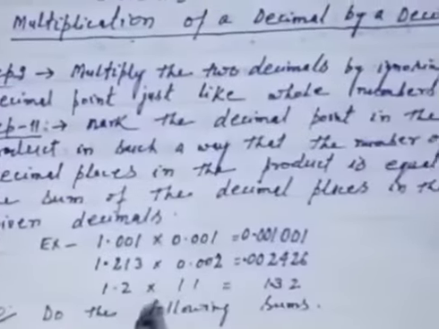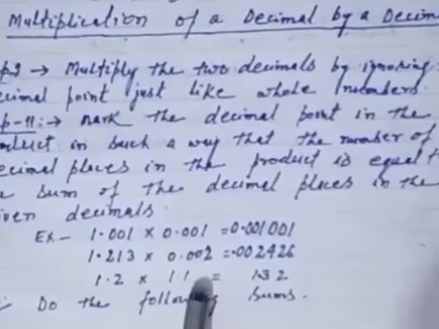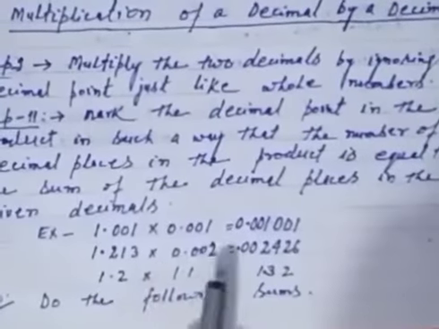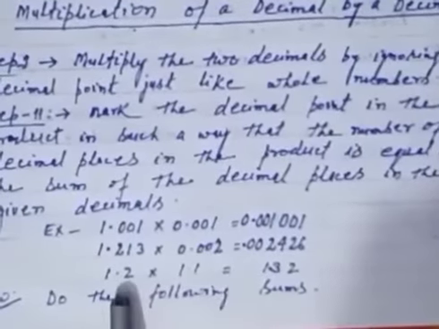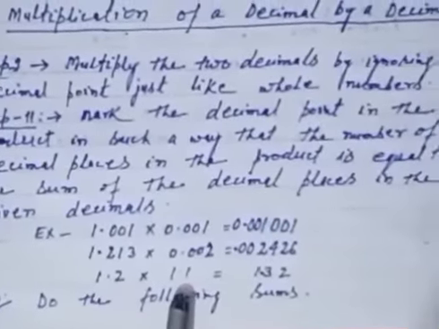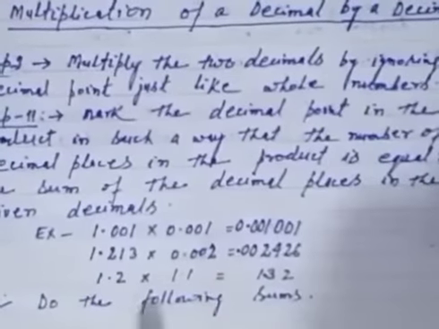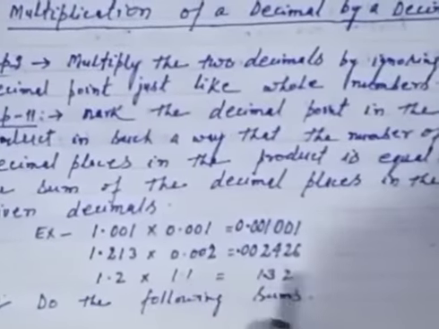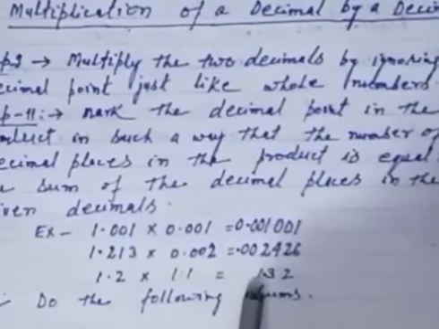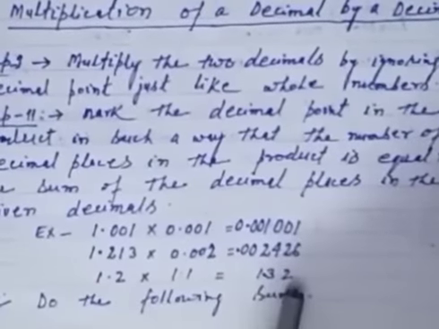सपोज कीजिए यहाँ 1.2 को 1.1 से मल्टीप्लाई करना है तो फर्स्ट वी विल इग्नोर द डेसिमल एंड वी विल मल्टीप्लाई 12 by 11, है ना, एंड द प्रोडक्ट विल बी 132. आफ्टर दैट वी विल पुट द डेसिमल फ्रॉम द राइट साइड आफ्टर 2 places, 1.32.